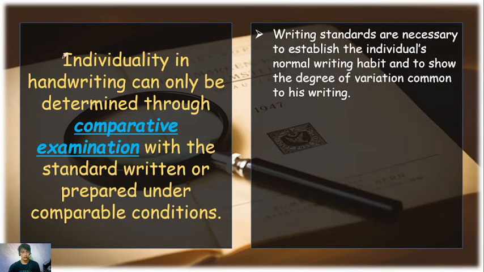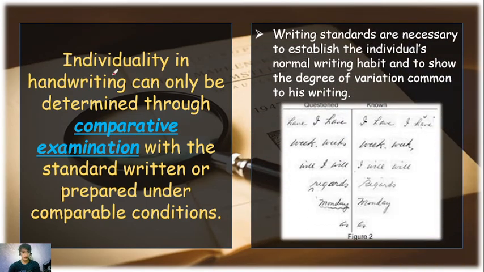And it says here on our next principle that individuality in handwriting can only be determined through comparative examination. So tama nga naman. So paano natin malalaman kung ano yung mga individual characteristics na meron ang isang tao? So malalaman lang natin yan by comparing with the standard, written or prepared under comparable conditions, or standard documents na sinasabi natin, or yung known documents, alam natin na galing sa kanya yan or siya mismo yung sumulat. So with that, we have here the question.